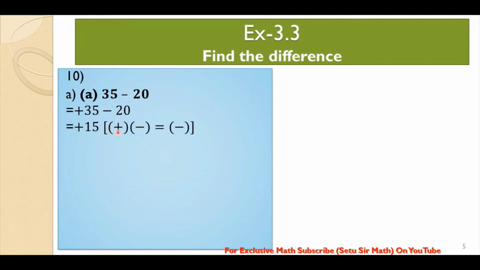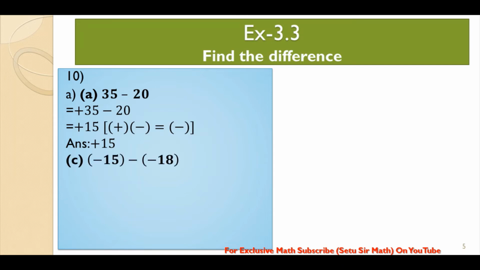Why? Because plus and minus would be minus. So we have to subtract 20 from 35. From 35, if we subtract 20, we will get 15. And the sign will be the sign of the bigger number. Here you can see the bigger number is 35 and the sign will obviously be plus. So the answer is plus 15.